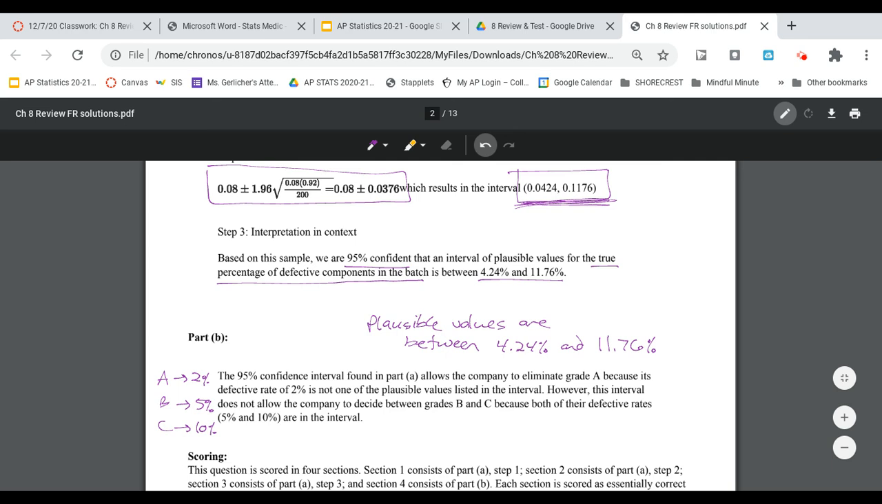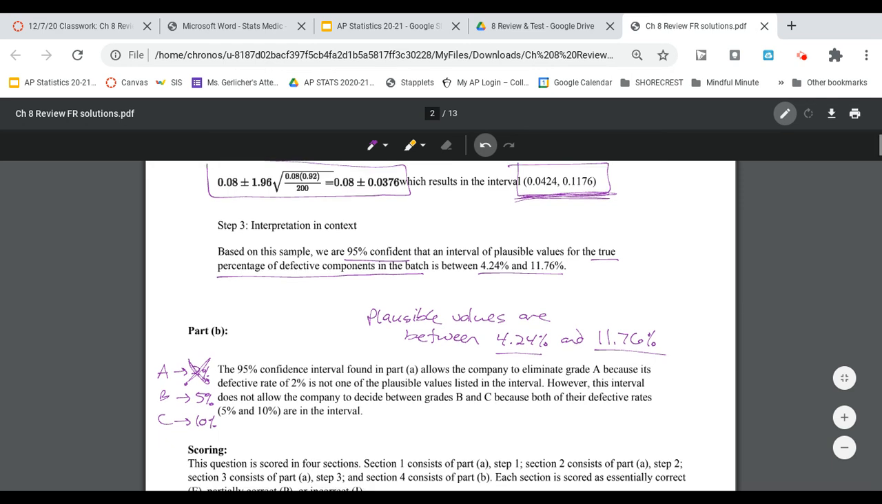So we think all the plausible values are between 4.24% and 11.76%. 2% is not in there, but 5 and 10 are in that interval. So this has been enough information to eliminate grade A. We know it is not grade A, but it could be B, it could be C. Either one of those is plausible based on the sample that we got.